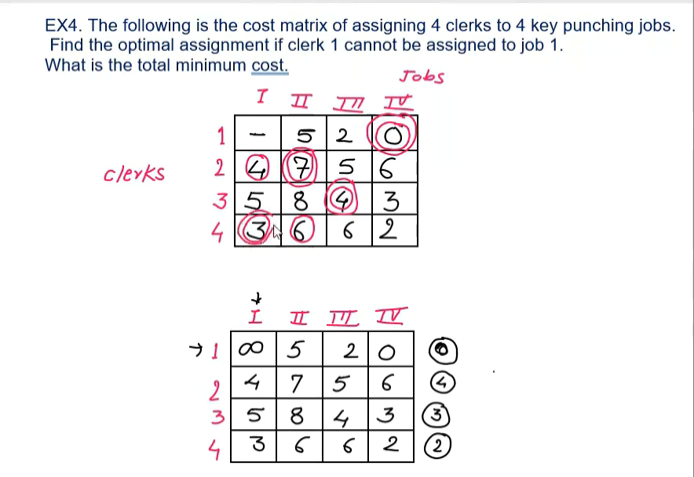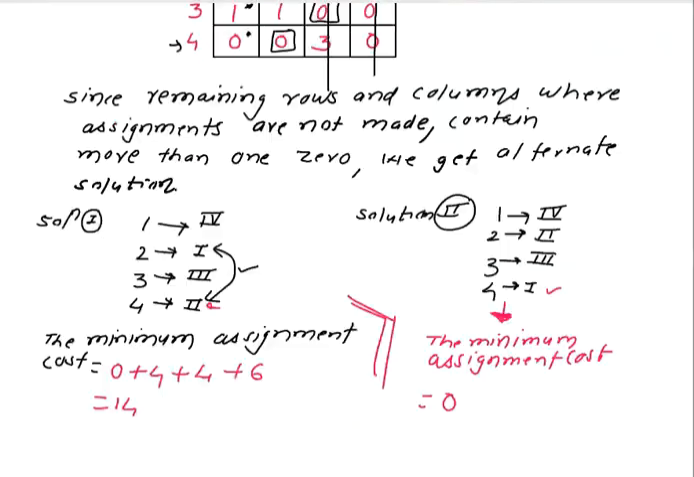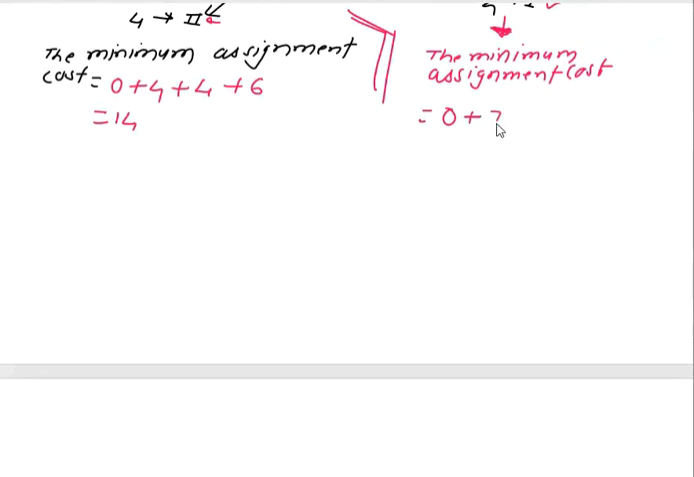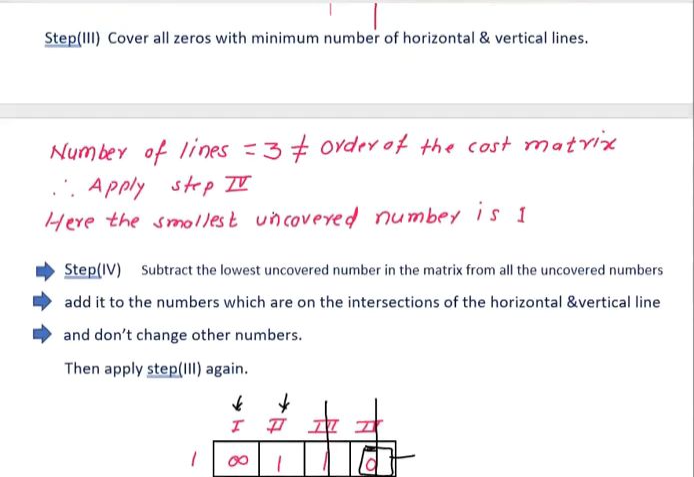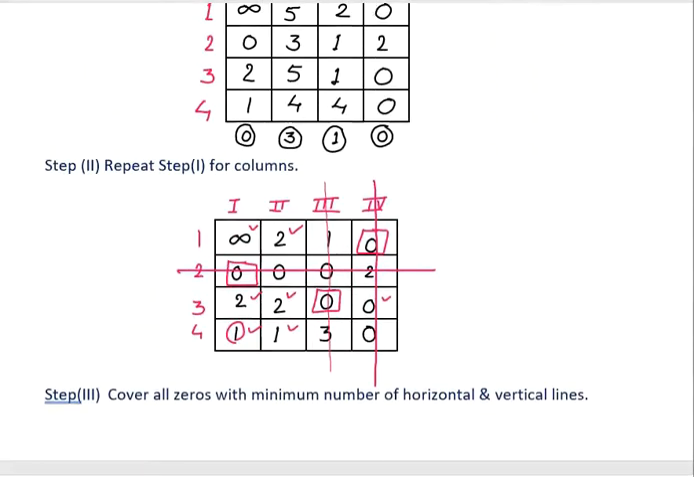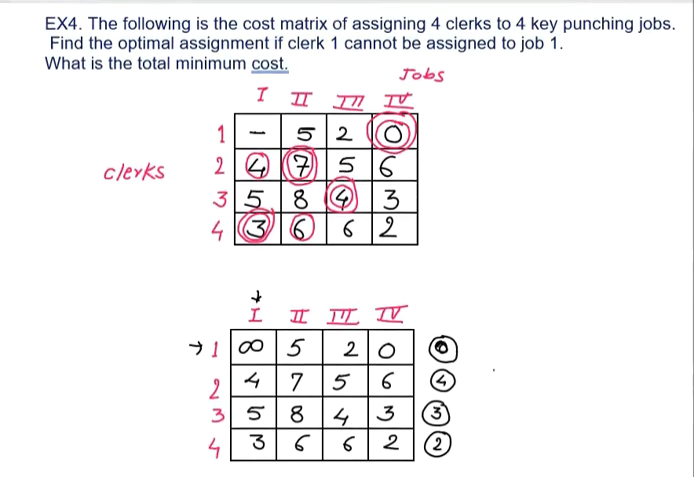So we will add this cost 0, 7, 4 and 3. Seven plus 3 is 10, plus 4 is 14. So we get the same assignment cost. So this problem has an alternate solution. So this is how we solved the assignment problem with the restriction. Assignment problem with restrictions can be solved by the usual method.